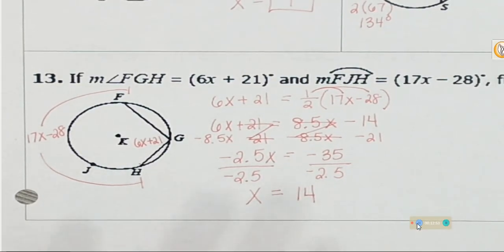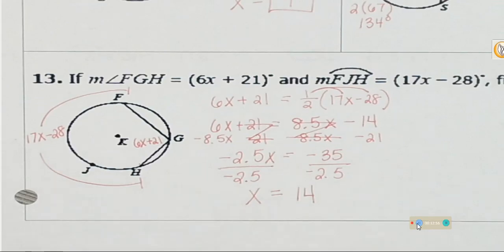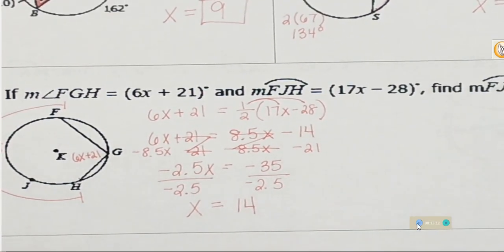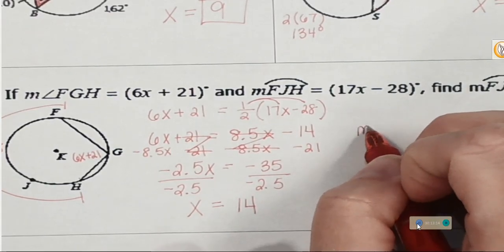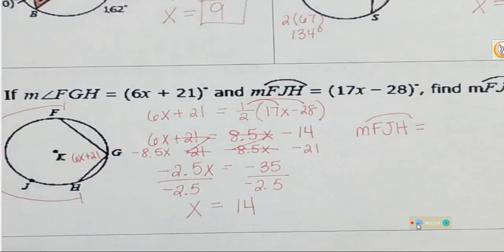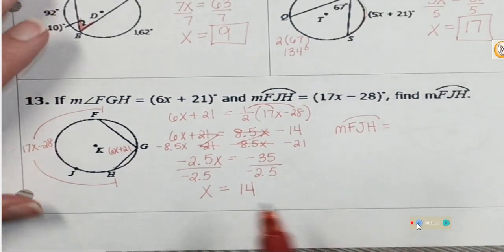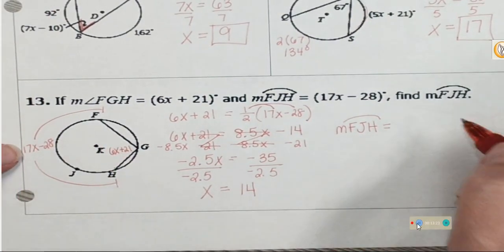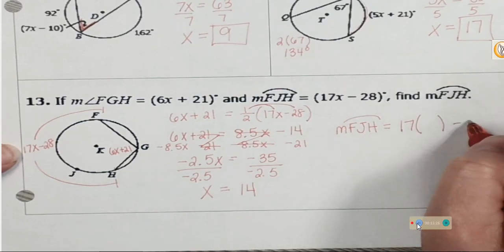Now, if you're doing this problem and you get 14, secretly in my heart, I'm happy. Why am I happy? Because you've got the right number. But why does my pen have to mark you wrong? Because there's no degree. You didn't find FJH. I found X. So now I got to remember to go back and do what the problem actually told me to. I need the measure of arc FJH, which is 17 times x minus 28.